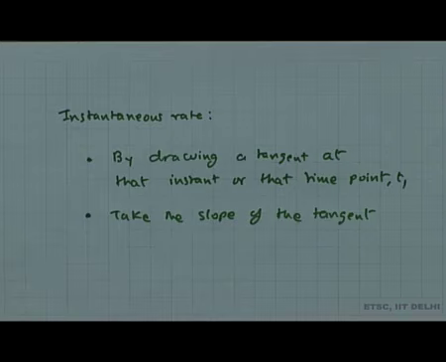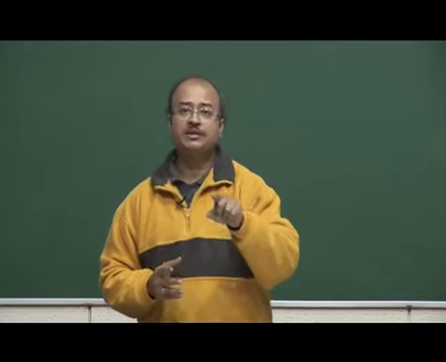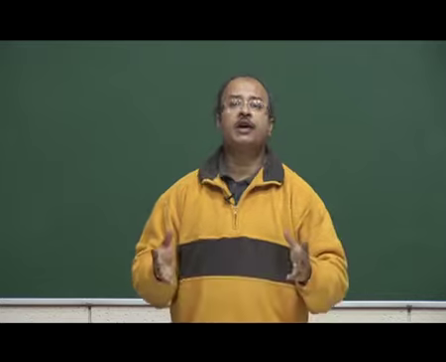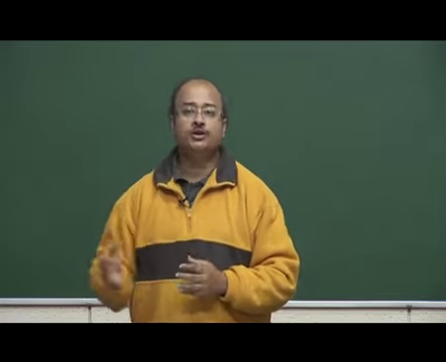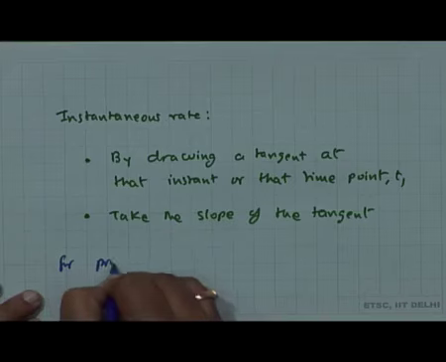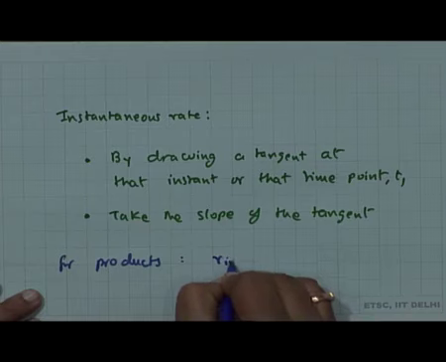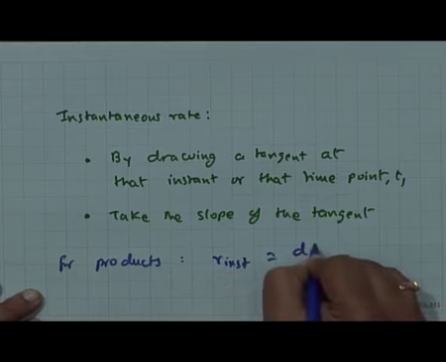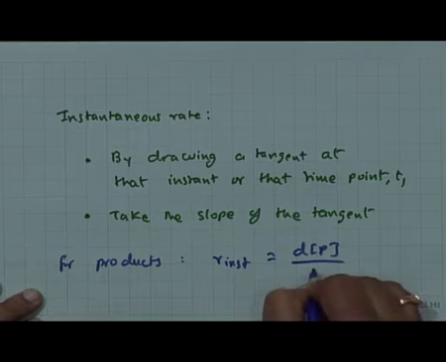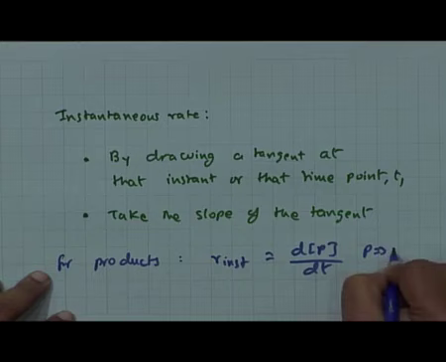To find the instantaneous rate: if you are looking at the rate in terms of the reactant concentration, it would be minus d of r over d of t. If you are looking at the rate in terms of the product concentrations, it would be d of p over d of t. So, for products, similarly I will draw a tangent at that point, and my r instantaneous would be d of p over d of t. Here p is product.